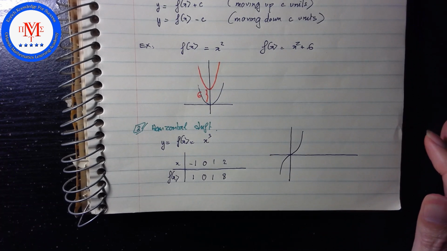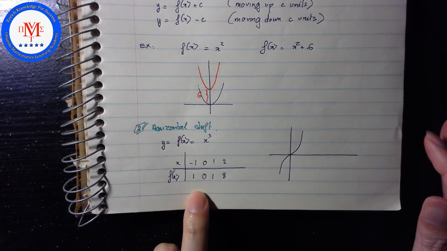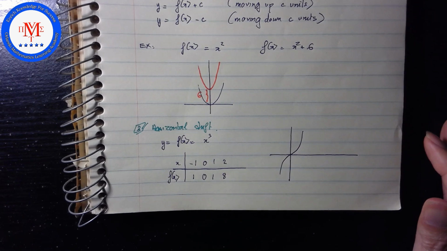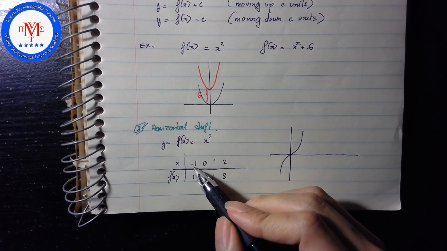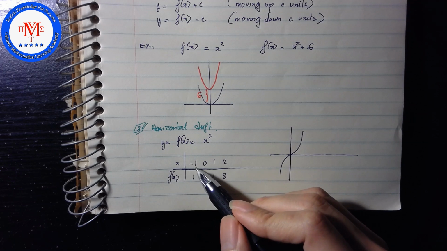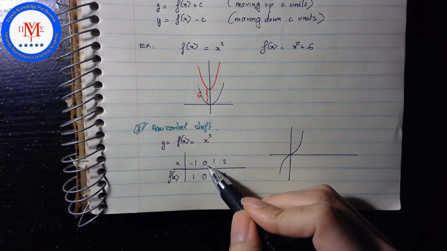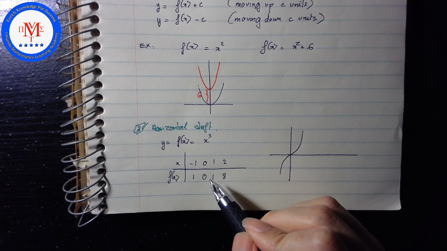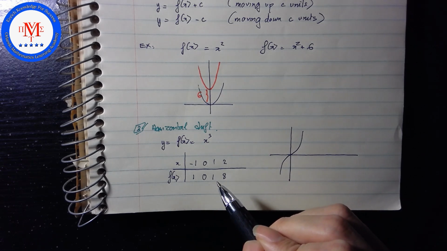So for the horizontal shifting, we want to keep the y component of each point, and we modify the x component. So instead of having -1, we will have a new value. Instead of 0, we have a new value. 1 and 2, we have a different new value. We can add or subtract the x component of each point by a constant.